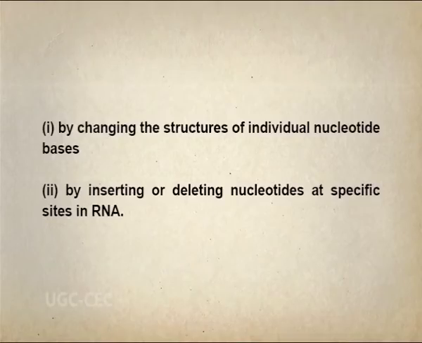Since the time of its discovery, several examples of RNA editing have been observed in mitochondrial mRNAs of other organisms, chloroplast mRNA of higher plants, and nuclear mRNA of some mammalian genes. There are two mechanisms by which editing occurs in mRNA. The first one is by changing the structure of individual nucleotide bases, and the second mechanism is by inserting or deleting nucleotides at specific sites in the RNA.